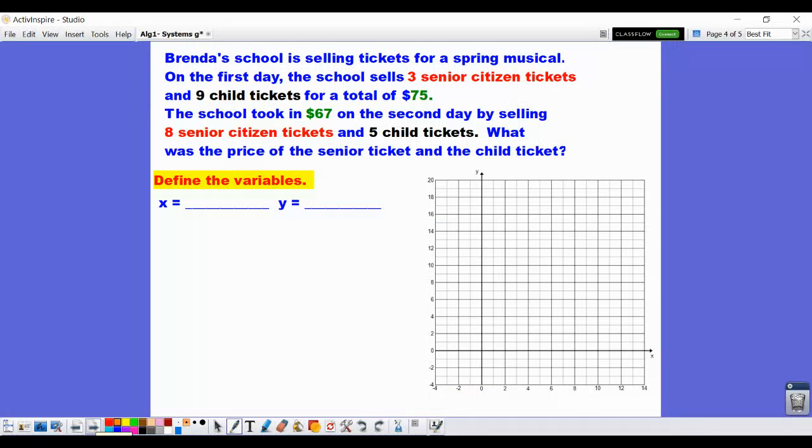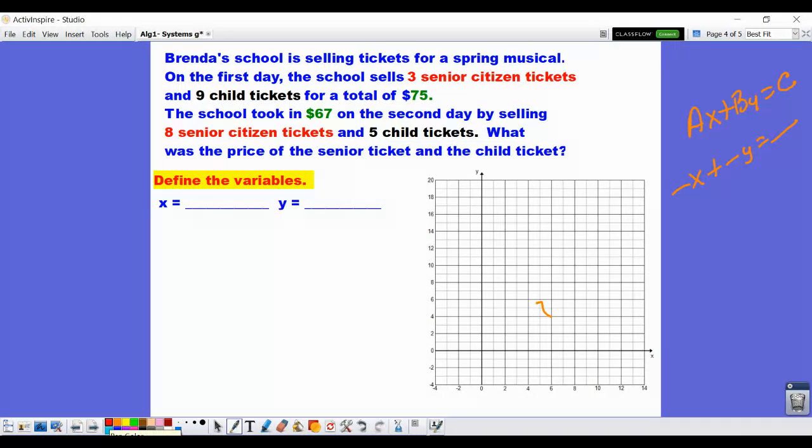Let's take a look at one word problem, so we can try to figure out the meaning behind an x and y solution, the intersection, what the point of equilibrium means in a word problem. Remember, we're talking about standard form equations, Ax plus By equals C, which means something x plus something y equals a total. Let's start by defining our variables.